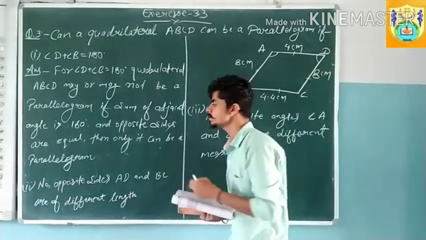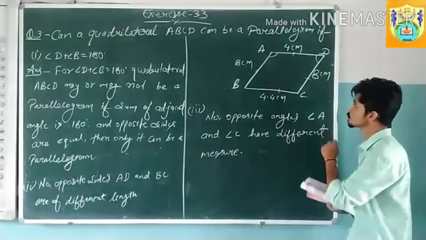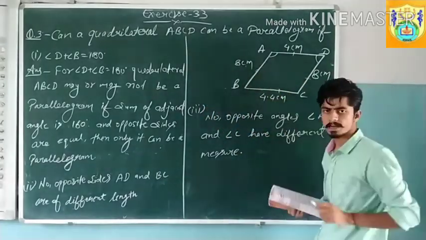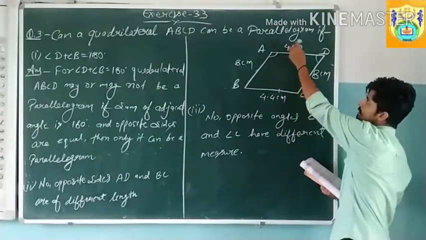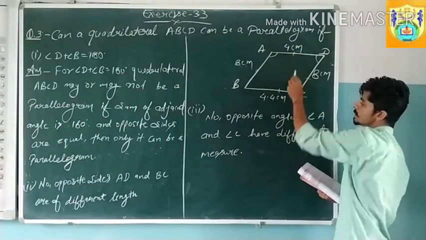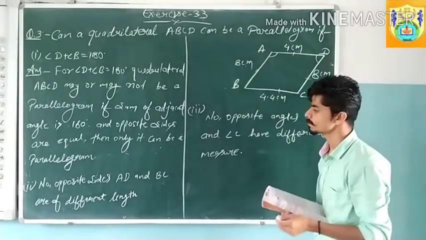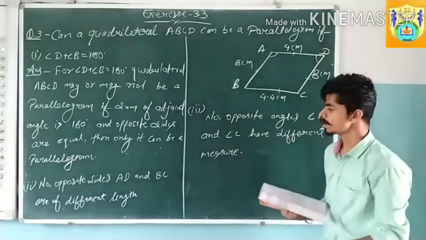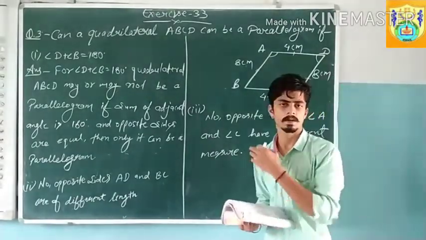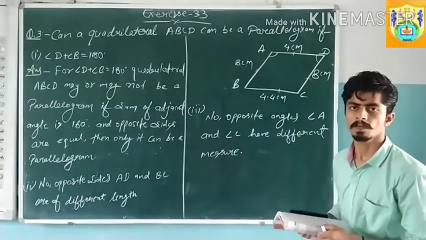The solution is no, because this side is equal to that side, but this side is not equal to that side. Here the measurement is different, 4 cm here and 4.4 cm here. That's why the opposite sides AD and BC are of different lengths, and the quadrilateral cannot be a parallelogram.